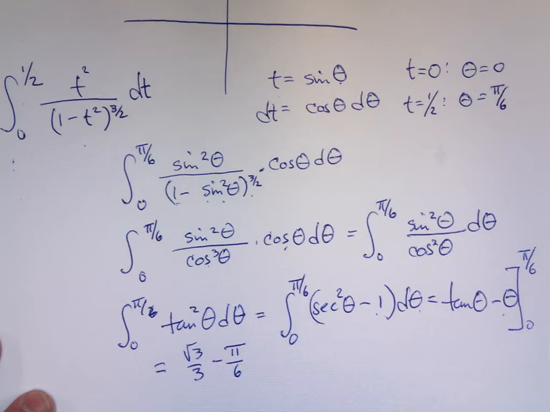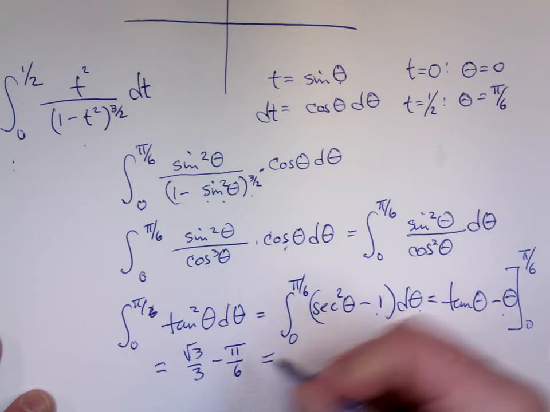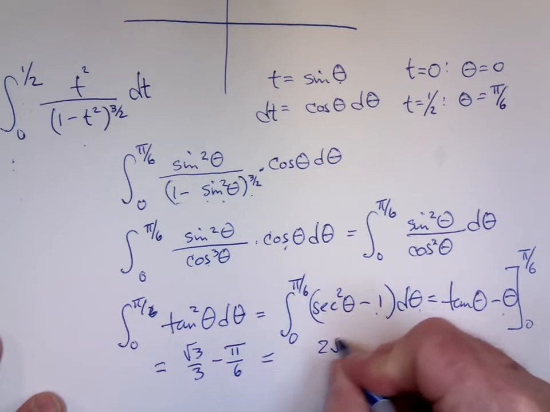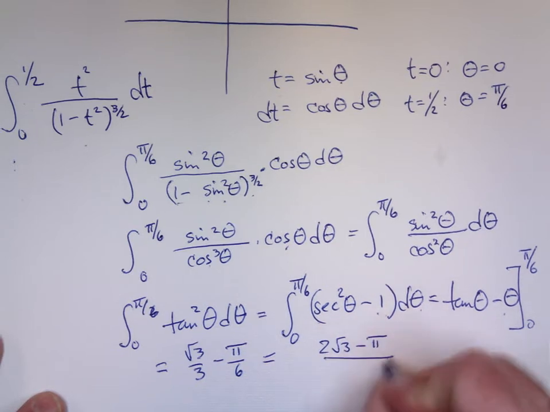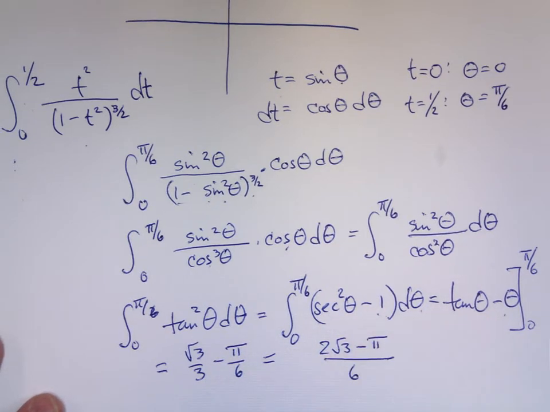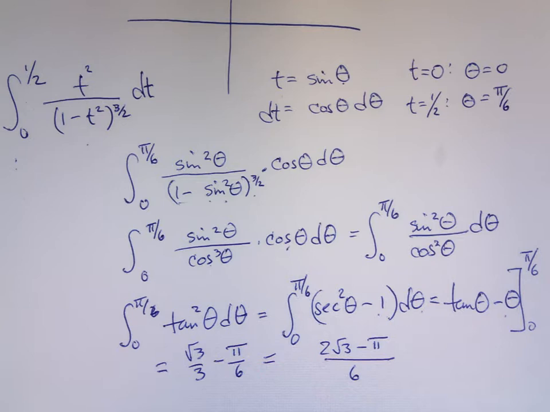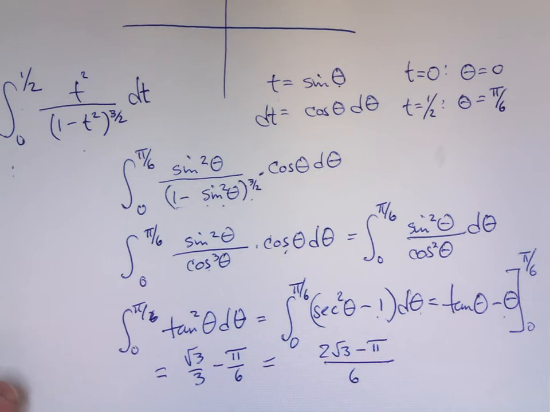Zeros give us 0. I don't know what WebAssign would want out of this. Maybe 2 square root of 3 minus pi all over 6. Wow. But, you know, Nick, I'm not sure what they want. I'm not even sure what they're asking for. Did you already do this one, Damien? I did it other ways.